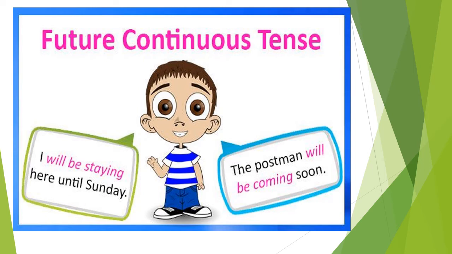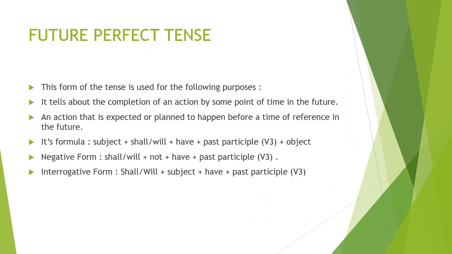Next sentence is, the postman will be coming soon. So here will is the helping verb or auxiliary verb, then be is added, then the first form of the verb come, and ing has been added with it. Hope children this form of the tense is very clear to you. Let us move to the next.